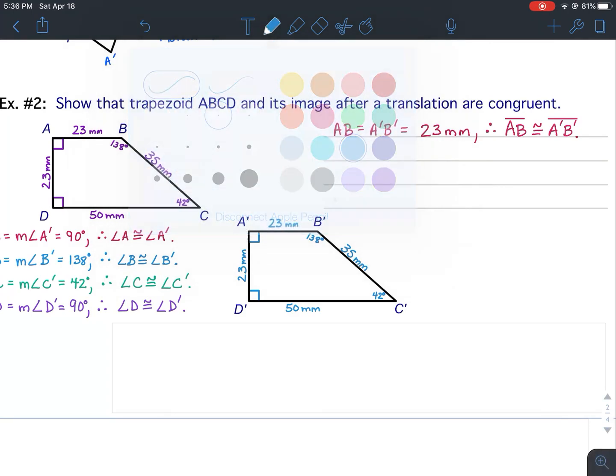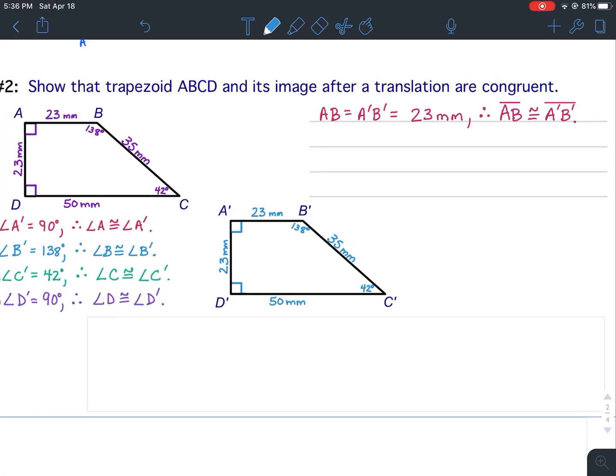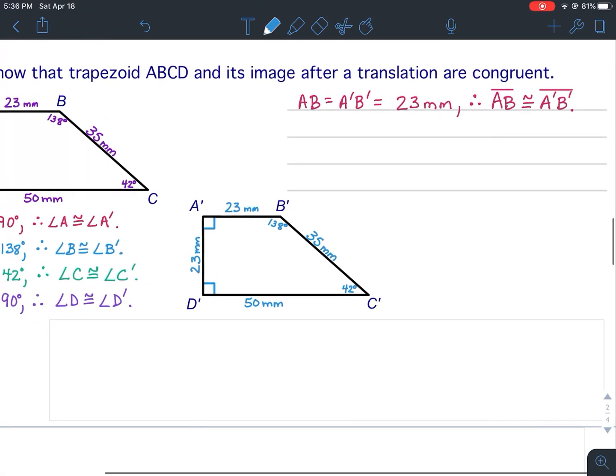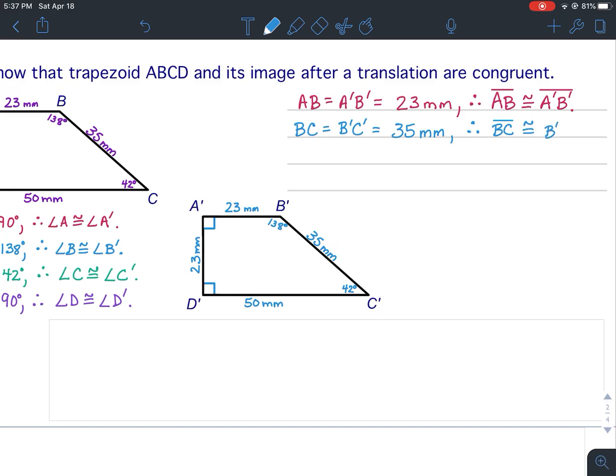So now we'll do BC. The length of side BC equals the length of B prime C prime, which equals 35 millimeters. Since their lengths are equal, their measurements are equal, I can say the figures are congruent. So side BC is congruent to side B prime C prime.